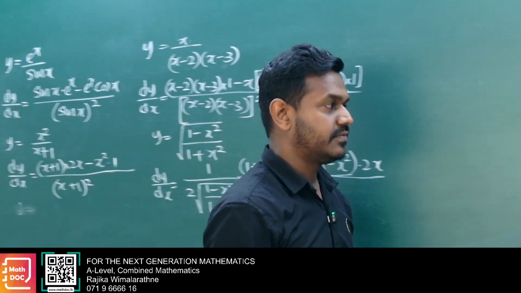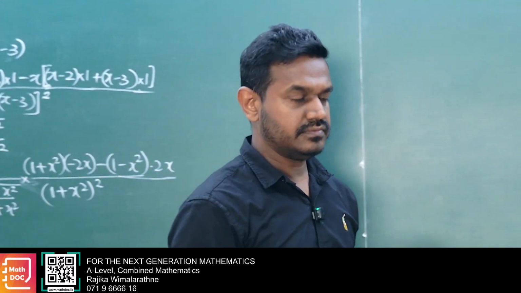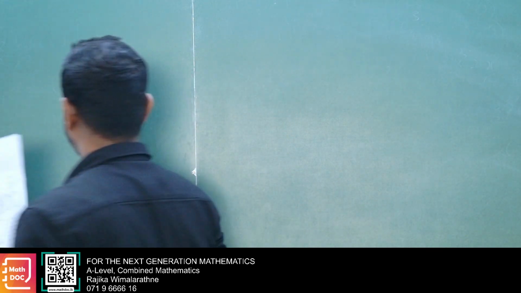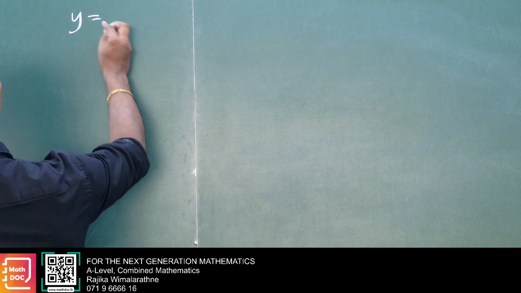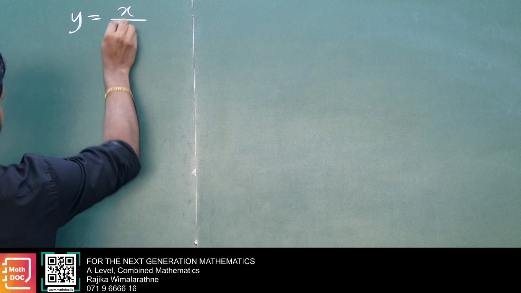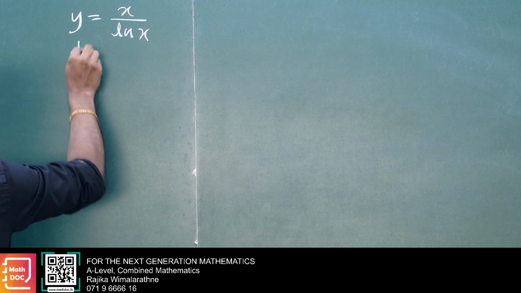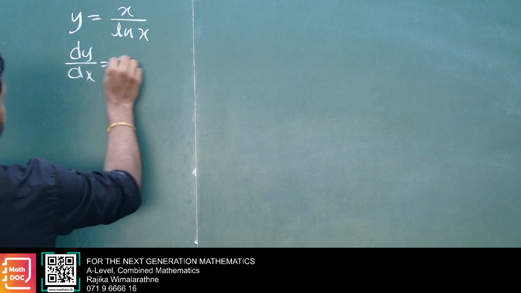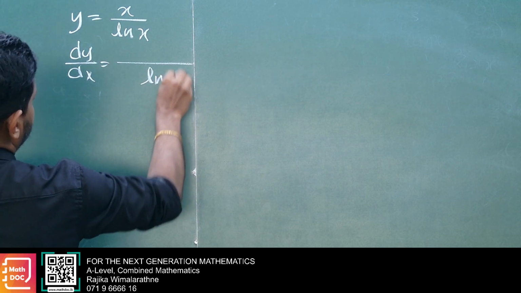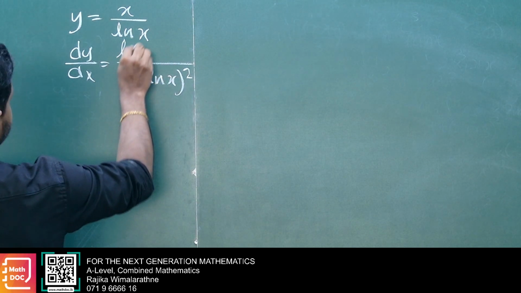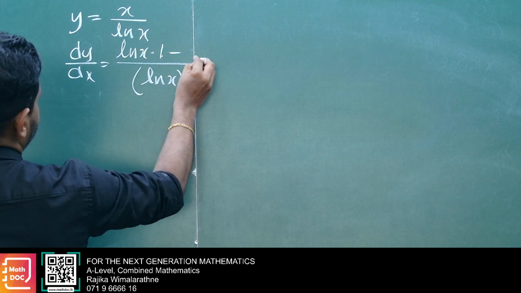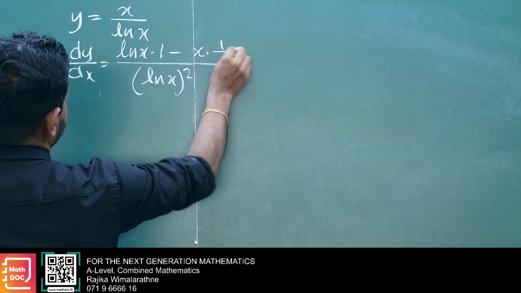Check your answers. Then y equals x over ln x. dy by dx, denominator square, denominator times derivative of numerator minus numerator times derivative of denominator.